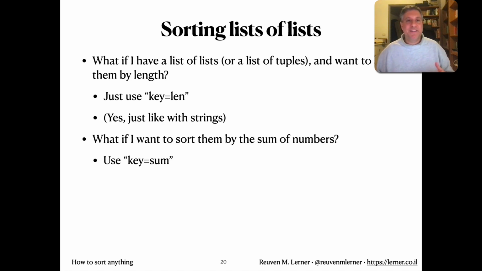Well, what if I have a list of lists or a list of tuples? I want to sort them by length. Yeah, I can just use key equals len, just like with strings. What if I want to sort them by the sum of the numbers, the sum of the sublist or of the subtuple there?